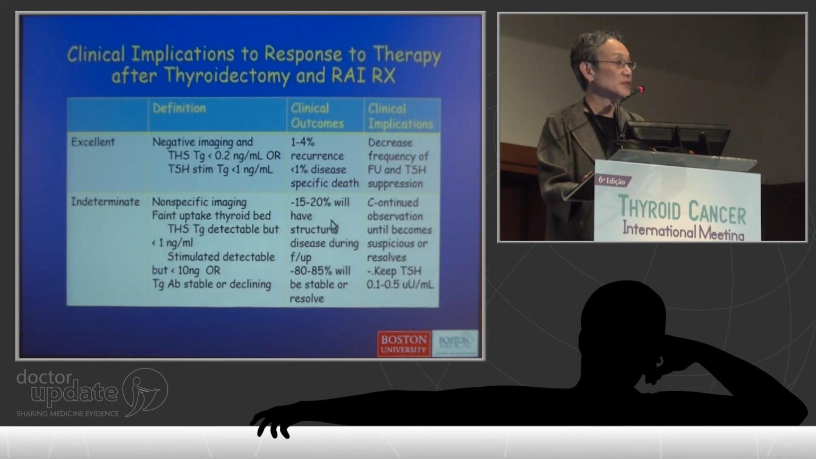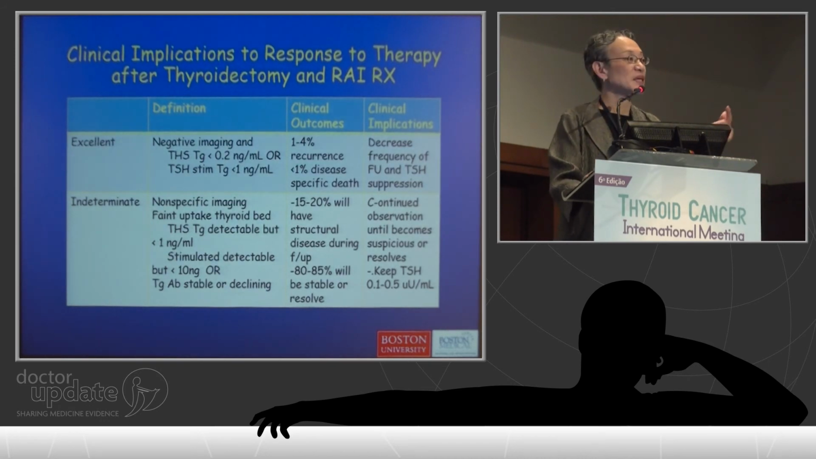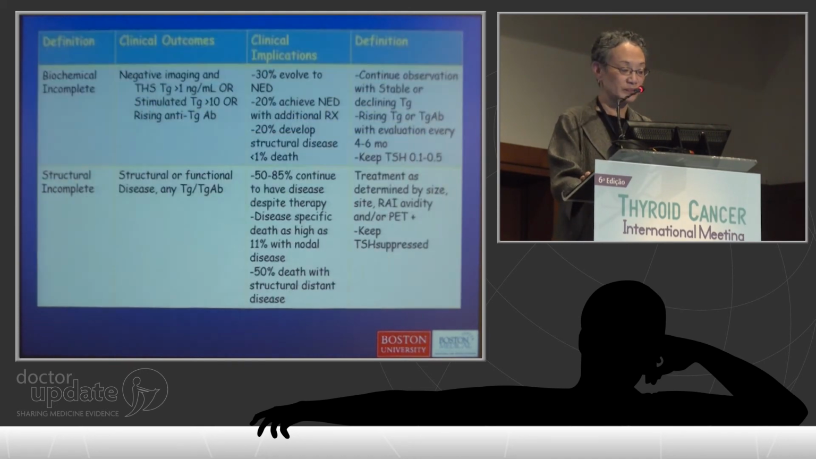About 20% of those patients will actually progress and have structural disease, but the other 80% of patients will resolve over time. So you don't know where your patient's going to be except by following them over time. You can continue to observe until something becomes more suspicious, or they resolve. And in this case, you're going to keep their TSH a little more suppressed, like 0.1 to 0.5.